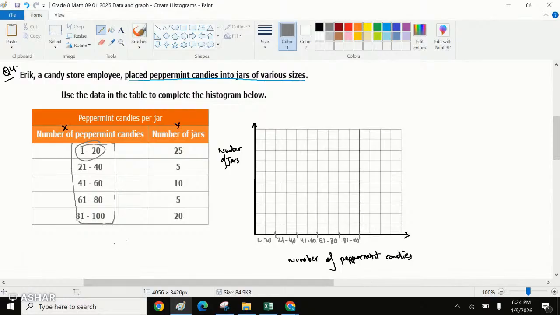And for the reference point, we have the number of jars. It's still 25 the maximum. So the easiest way to represent over here is with a gap of 5. 5, 10, 15, 20, and 25, right?